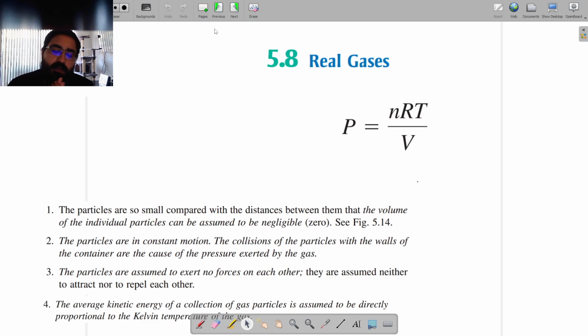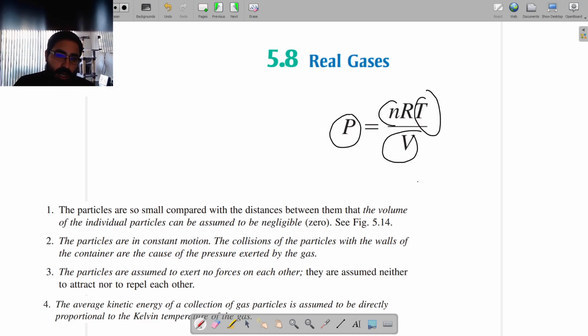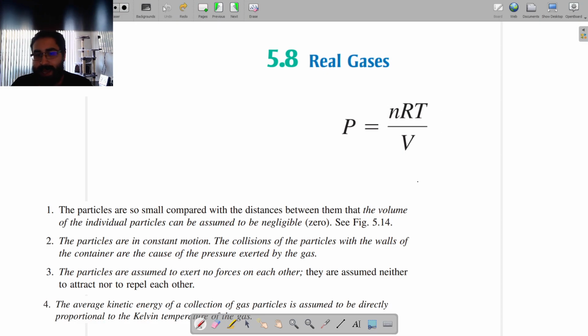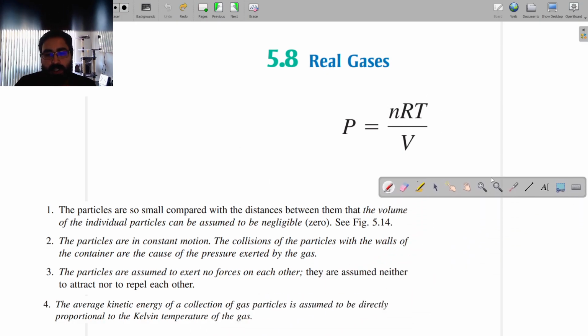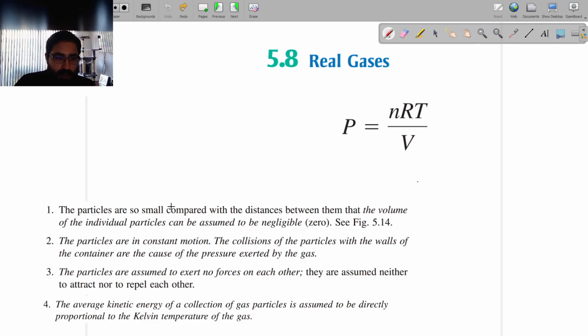All right. Now, before we even talk about real gases, let's look at the ideal gas law. The ideal gas law is the relationship between pressure, volume, temperature, and the number of moles. And the ideal gas law follows the kinetic molecular theory. It follows the four postulates I have underneath.